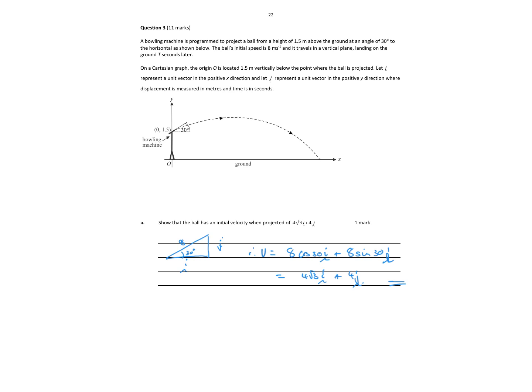All right, what have we got? A bowling machine is programmed to project the ball from a height of 1.5 meters above the ground at an angle of 30 degrees to the horizontal as shown. Initial speed is 8. Cartesian plane: j is vertical, i is horizontal. Show that the ball has an initial velocity when projected. So what's the velocity of the ball?